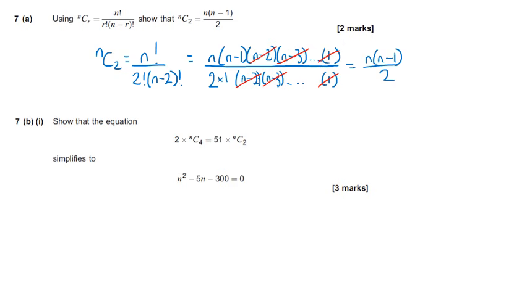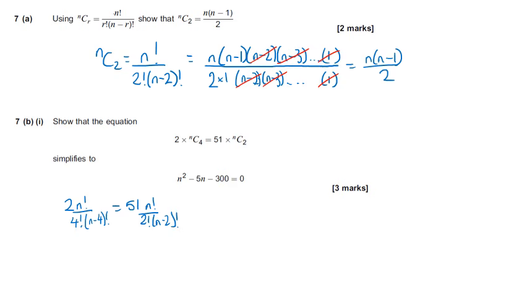Part B, show that this equation involving these coefficients reduces to this quadratic. So where do we get started there? So let's just write these in terms of the factorial form. So n choose 4 is going to be written as n factorial divided by 4 factorial, then n minus 4 factorial. And n choose 2 is going to be written like so.